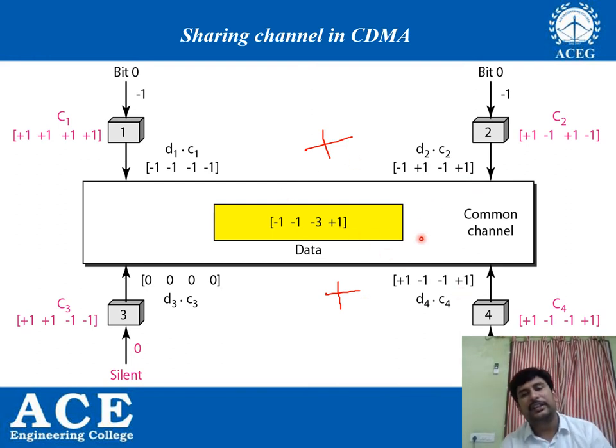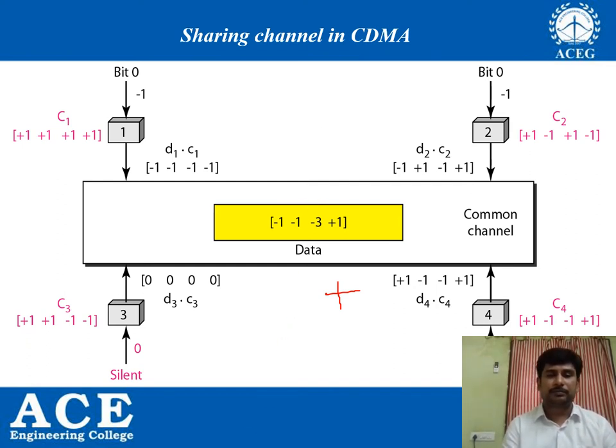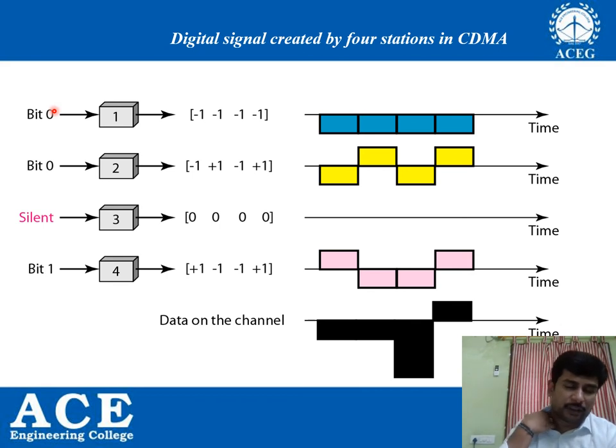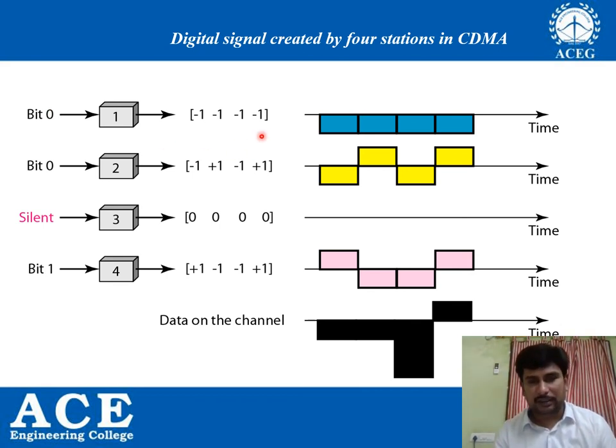So this is the data which is going to be transmitted, which is nothing but D1 C1 plus, D2 C2 plus, D3 C3 plus, D4 C4. I hope this slide is clear so that we can go for the next slide. So we want to represent this example pictorially. Data device 1 is transmitting bit 0, which is indicated with minus 1, and that is multiplied with the code C1, and the product is minus 1, minus 1, minus 1, minus 1.